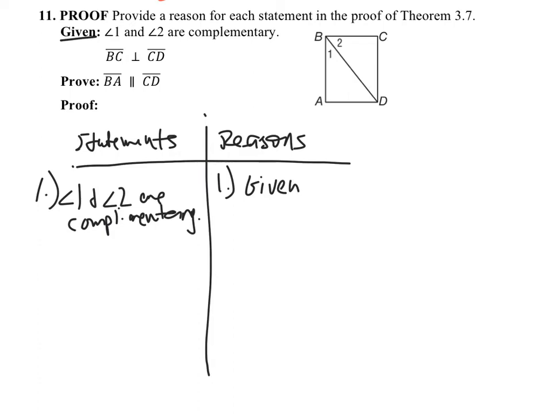And then the second statement that I'm going to write down is that BC is perpendicular to CD. And that's also given. So let's go ahead and write in some statements here, draw some pictures. The first thing I know is that BC is perpendicular to CD. So if these are perpendicular, then I know that I can draw a right angle there.